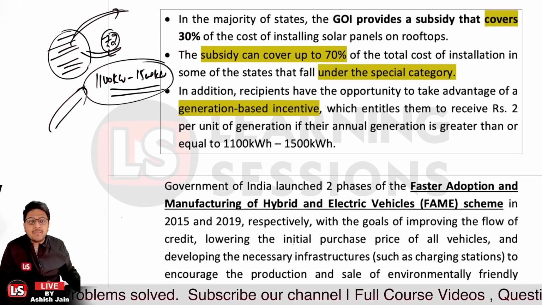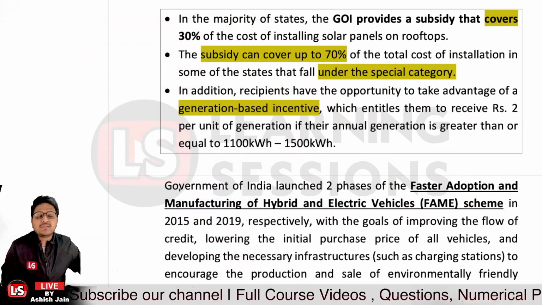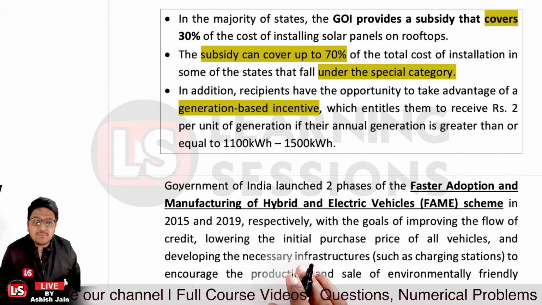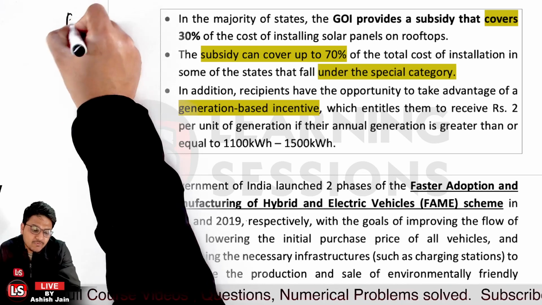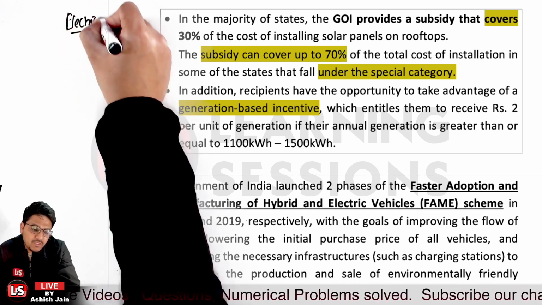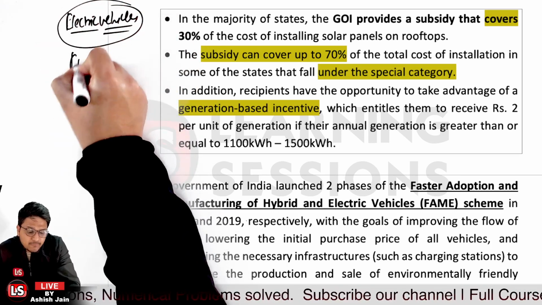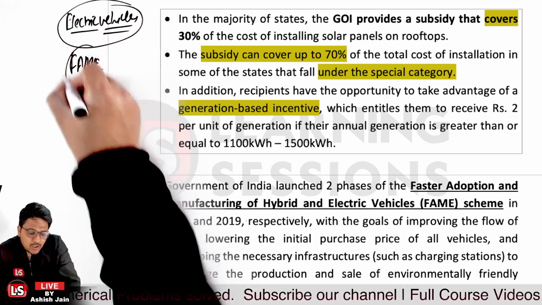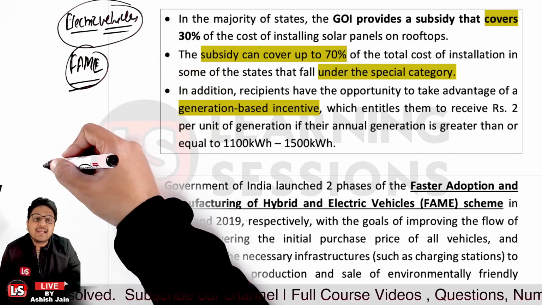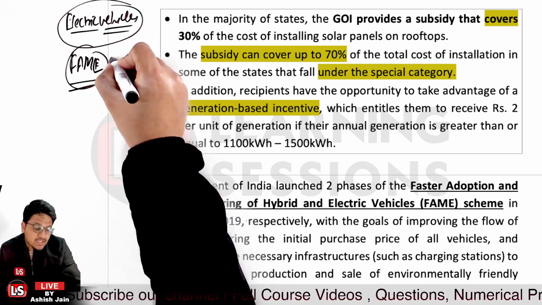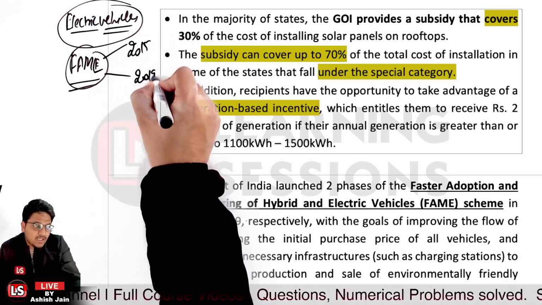And also government launched two phases of the FAME. Now, what is FAME? FAME is Faster Adoption and Manufacturing of Hybrid and Electric Vehicles. Government wants that we shift to electric vehicles, and for that purpose FAME was launched in two phases, faster adoption and manufacturing of hybrid and electric vehicles, right? That scheme was launched in two different years, 2015 and 2019.